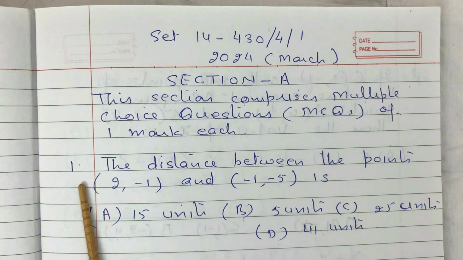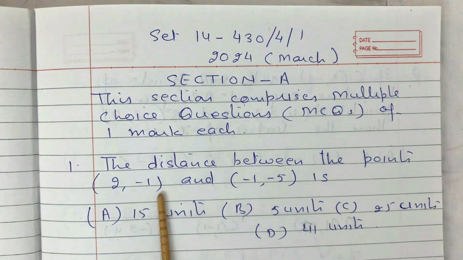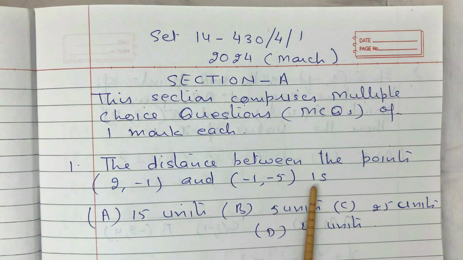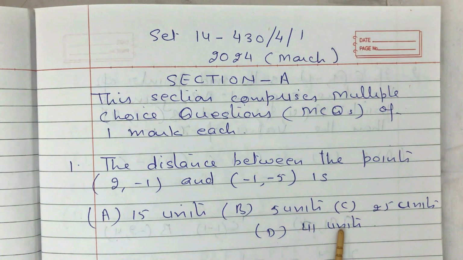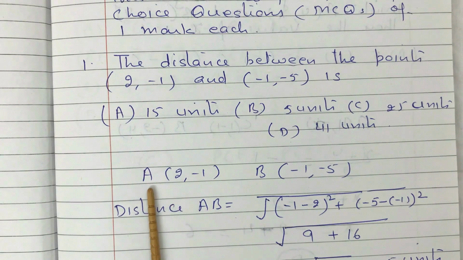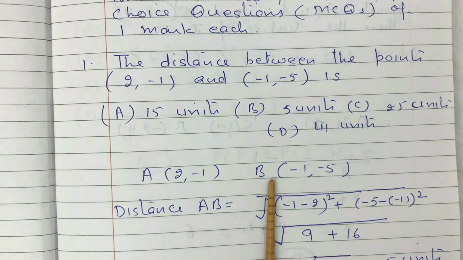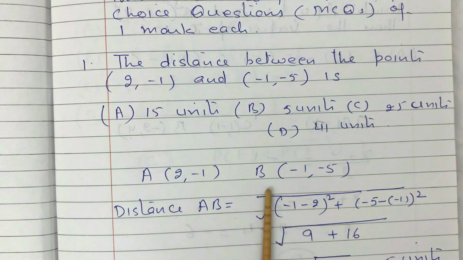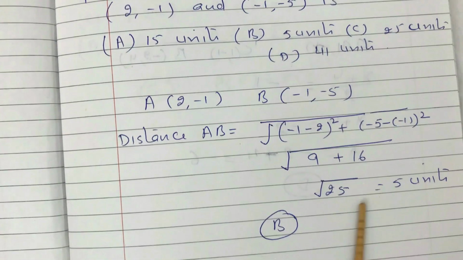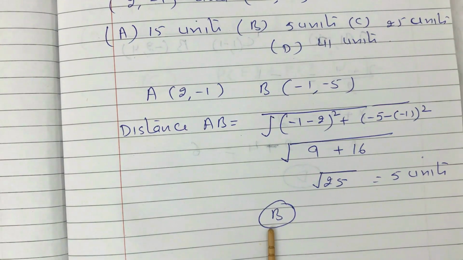Its first question is: the distance between the points (2, -1) and (-1, -5) is, there are 4 options. Find the correct one. Let these 2 points be A and B. The coordinates of A are (2, -1) and the coordinates of B are (-1, -5). The distance between them is 5 units, and B is the option.